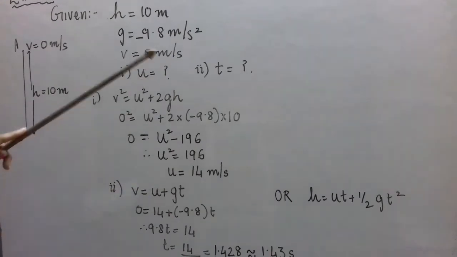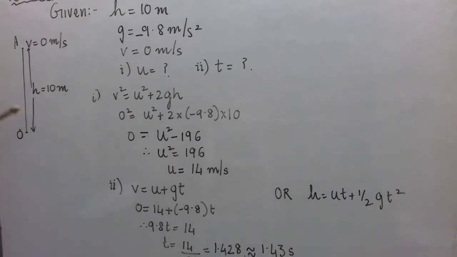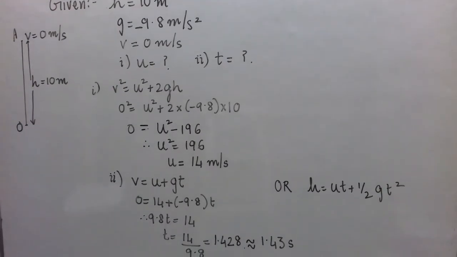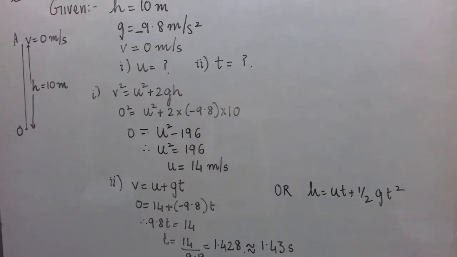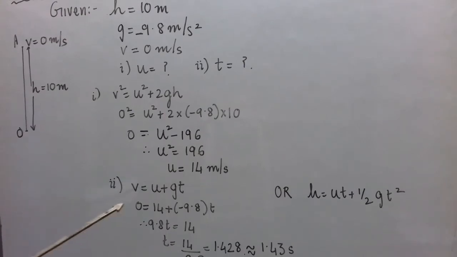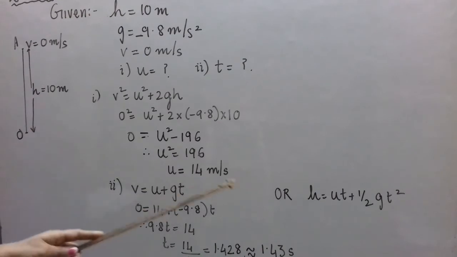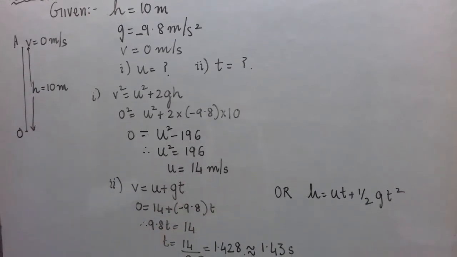Now the second part is to find the time taken by the body to reach this height, small t. To find time, you can use either the first equation of motion, V is U plus GT, or the second equation of motion, H is ut plus half GT square.